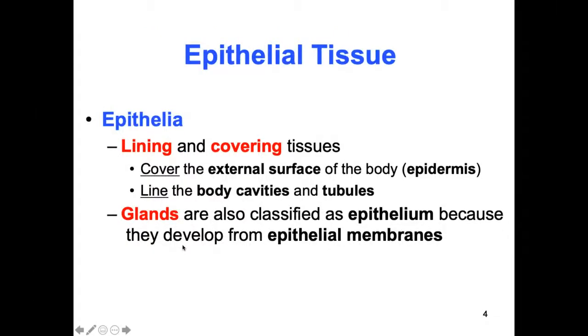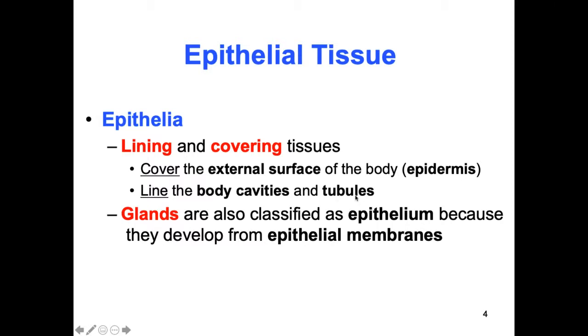So epithelium. When I think of epithelium, one of the first things I think of is the skin, or at least the upper surface of the skin, called the epidermis, because epithelium is the type of tissue that's involved with covering and lining the body. Not only does it cover the external surface of the body, but it's also involved in lining the body cavities. We spoke about cavities in our first lecture.